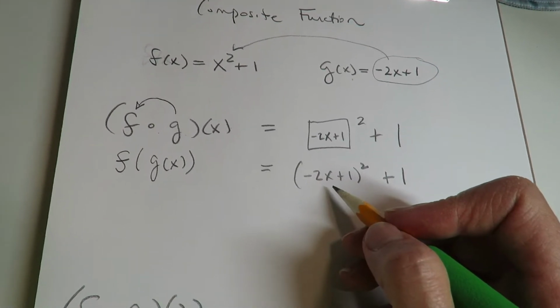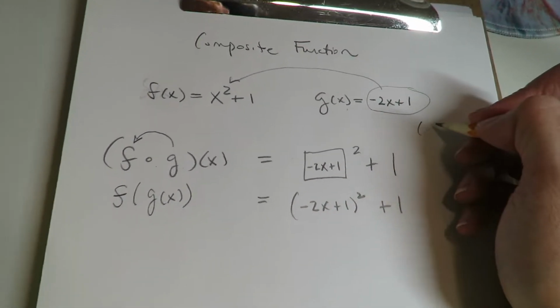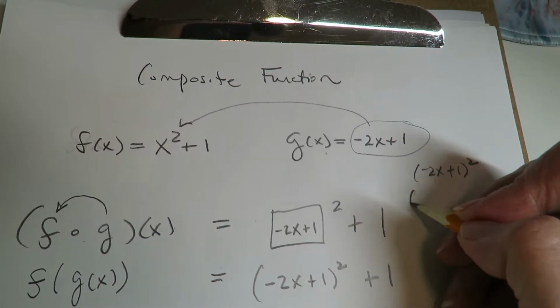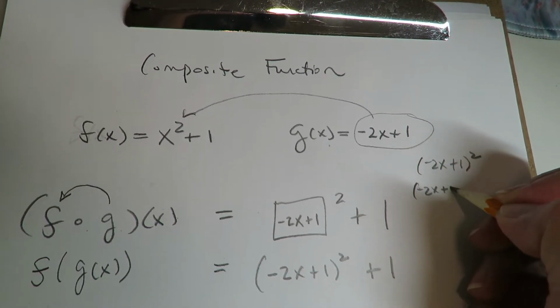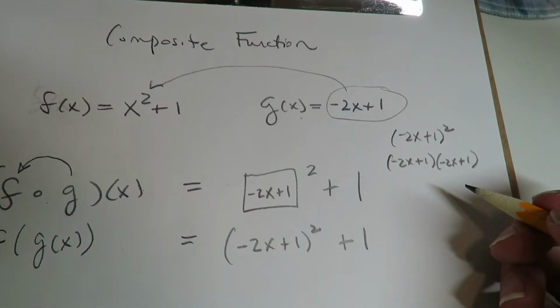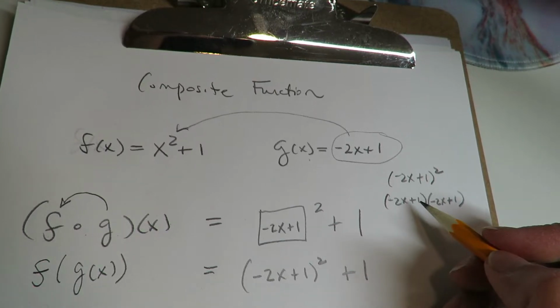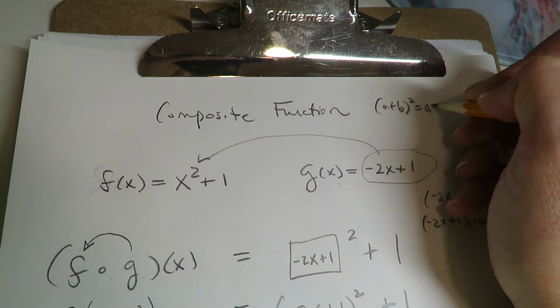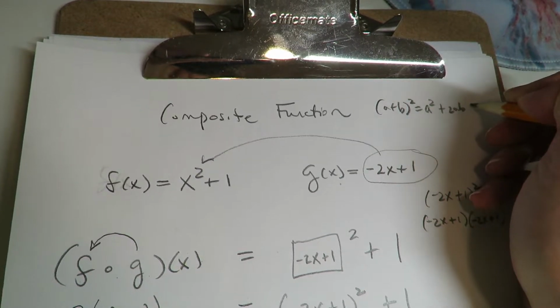Okay, now this is a FOIL. If you have negative 2x plus 1 quantity squared, that means that you have negative 2x plus 1 times negative 2x plus 1. Okay, so that is a FOIL. You got to be careful, right? You can either use the formula a plus b quantity squared equals a squared plus 2ab plus b squared.